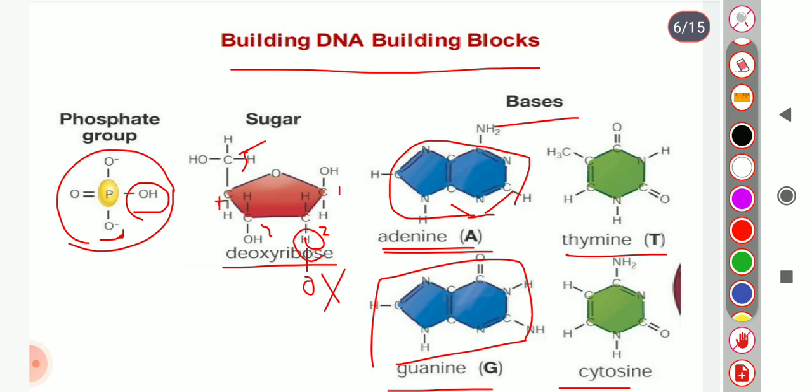And you can see the nitrogenous base adenine has nitrogen present in the 1, 3, 7 and 9 positions. These are the nitrogen positions, and these are the structures of the building blocks of the DNA.